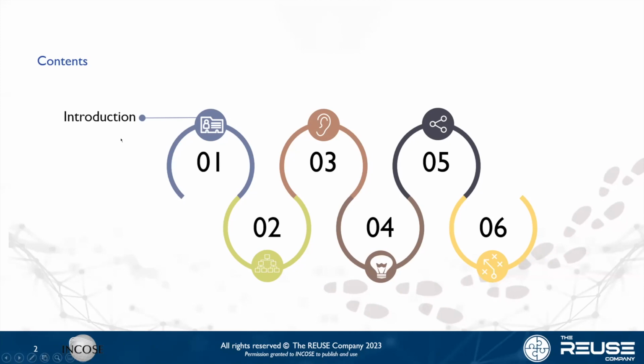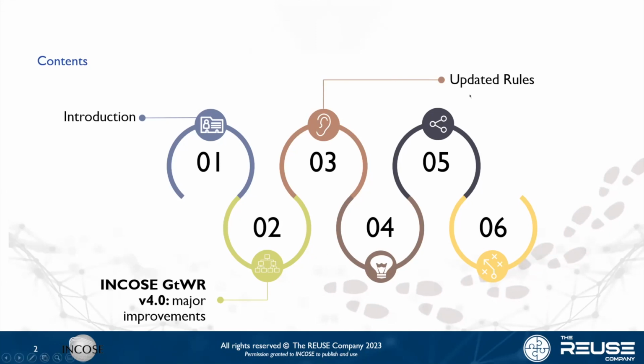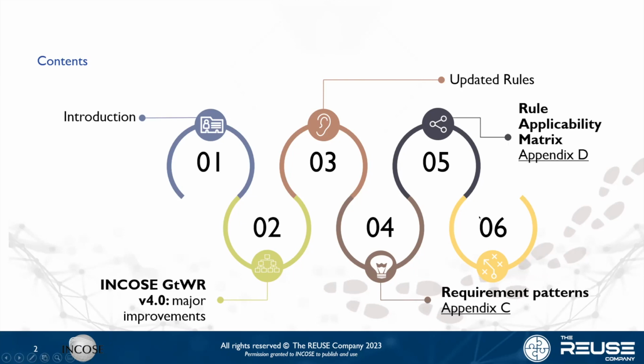Before I get into the topic, I will briefly introduce the Reuse company and myself, and then we'll get into the improvements that we'll be covering in this talk. And then I'll get into the updated rules and new rules that have been introduced in this version of the guide. A focus on Appendix C, requirement patterns that help authoring requirements. And then this rule applicability matrix that is featured on Appendix D, whose purpose is to guide readers of the guide in their choice of adopting some of the rules in the guide. And then finally, we'll go through some examples during a short demo at the end, and we'll have some time for questions and answers after that.